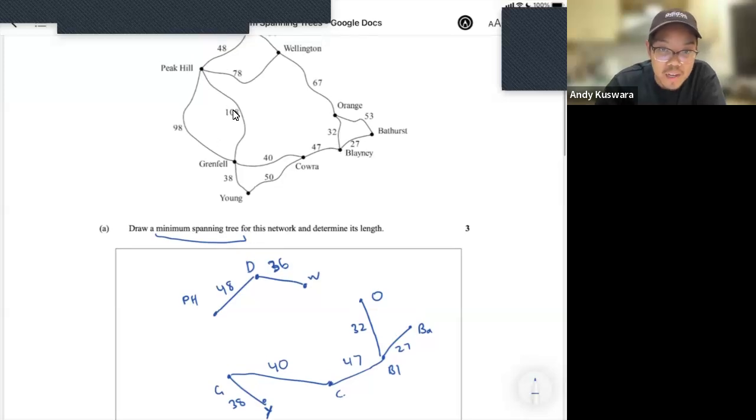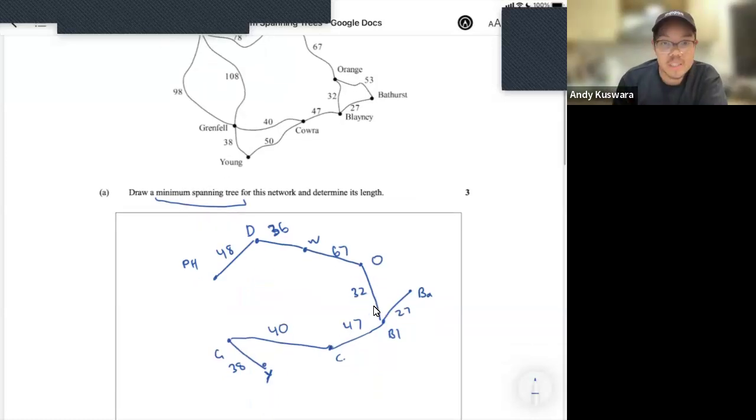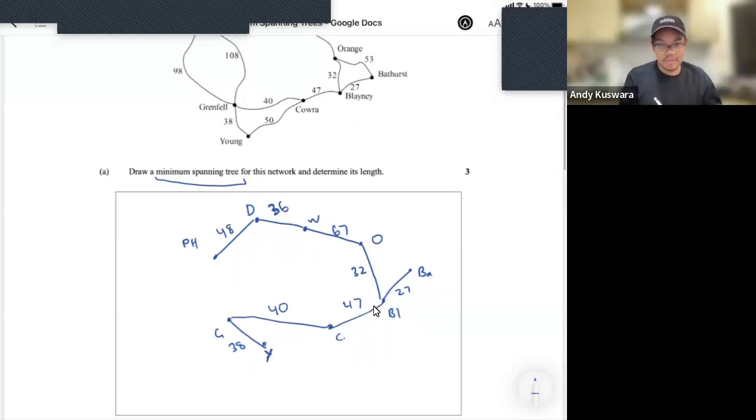Now I can see here between 98 and 108, 98 is shorter. However, if I connect Wellington and Orange, and as you can see, if I just connect those two, everything connects. So Wellington to Orange, I would connect those two. That's 67. And that there would be my minimum spanning tree for this question. How do I find the minimum length? You just add them all together.